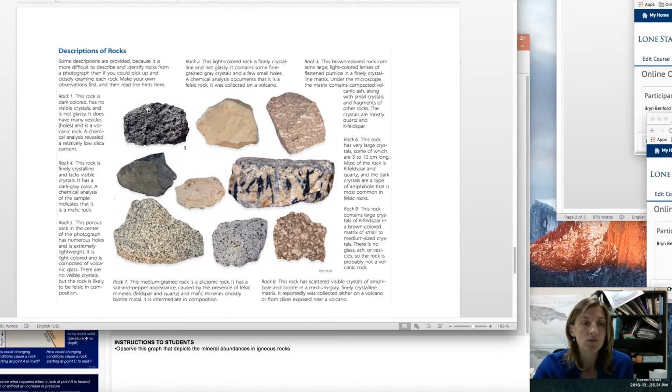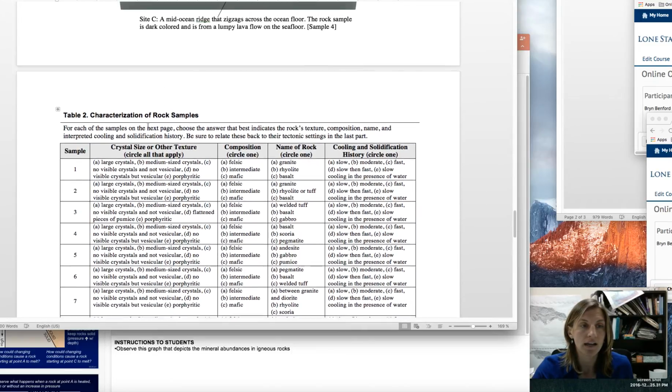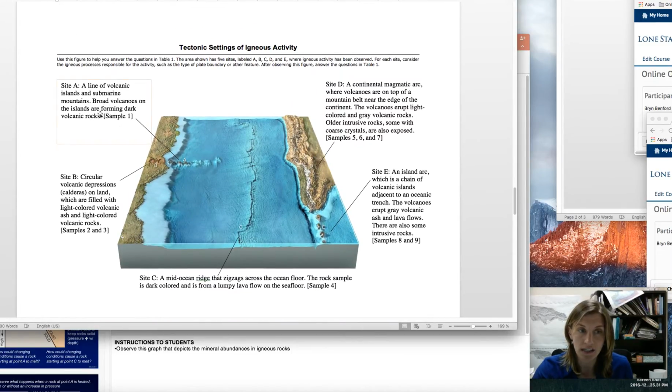So what you're going to do is you want to make sure, and this is the part where I really don't want you to disconnect. So sample 1, when you're looking at sample 1 and trying to figure it out, you're thinking, okay, sample 1 occurs at site A, and you've already determined the tectonic setting.